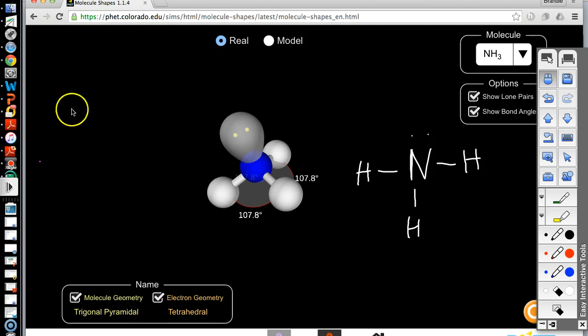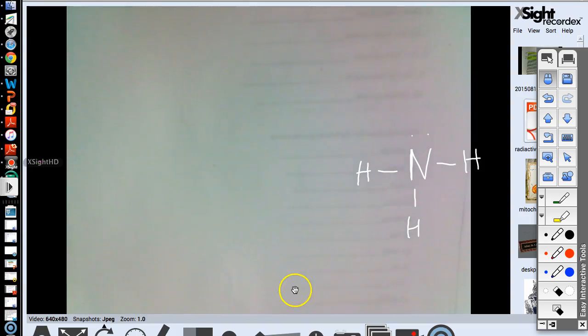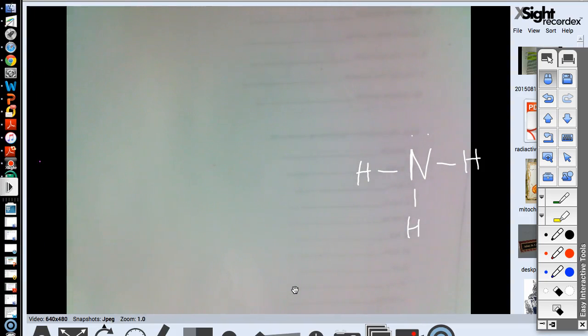Yay! All right, so let's build this. You need a marshmallow. You need 3 terminal atoms of one color, and you need a central atom of a different color.